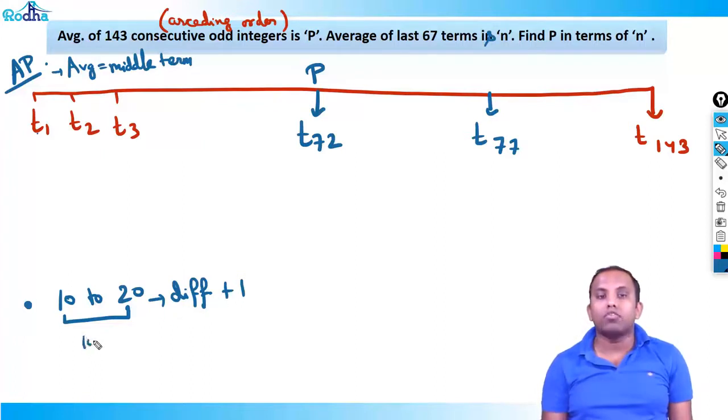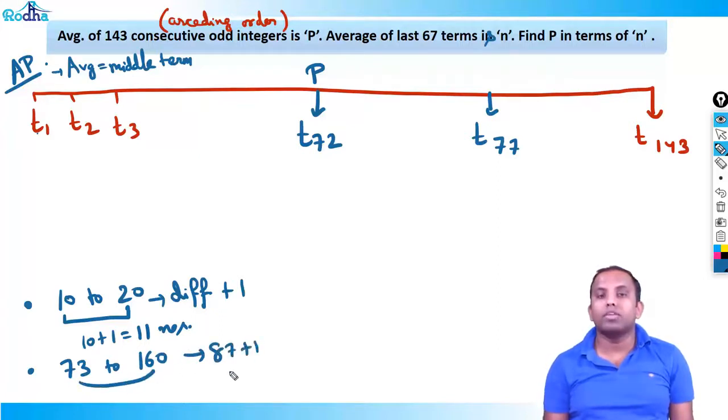Okay. So 10 to 20, how many numbers? Difference plus 1. 10 plus 1, 11 numbers, not 10 numbers. Right? 73 to, let's say, 160. How many numbers? Always difference plus 1. What is the difference here? 87 plus 1. Total 88 numbers. Right? So that's why 143.